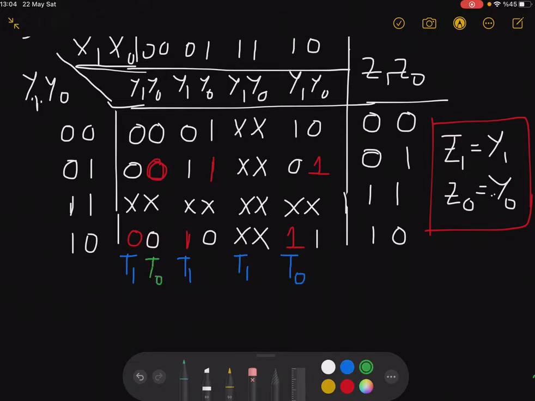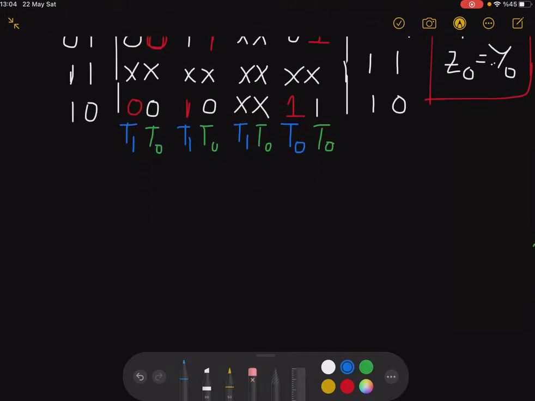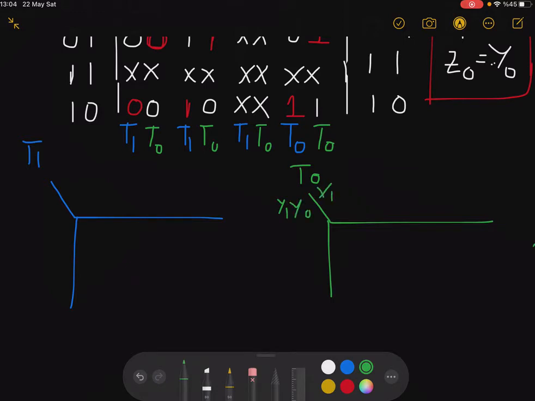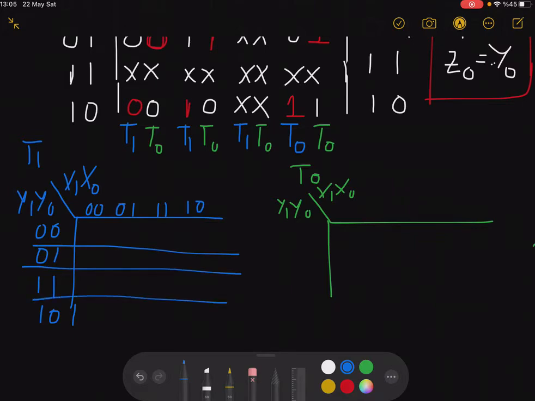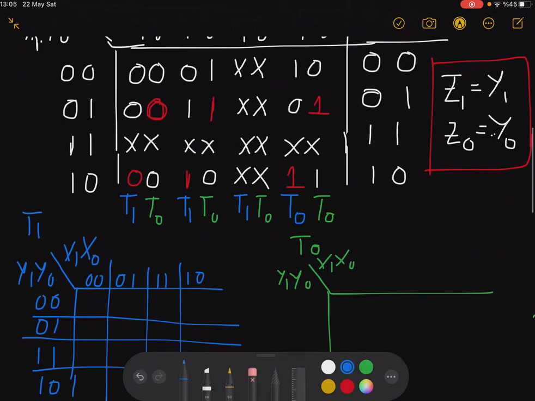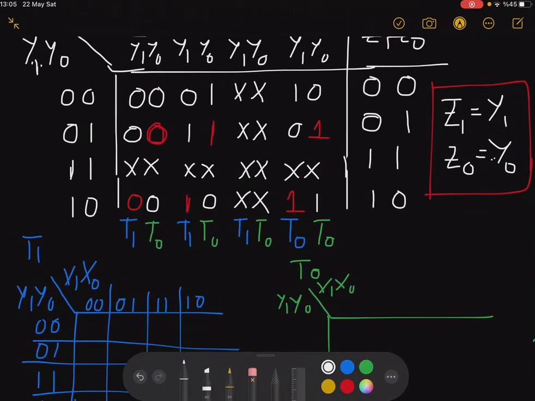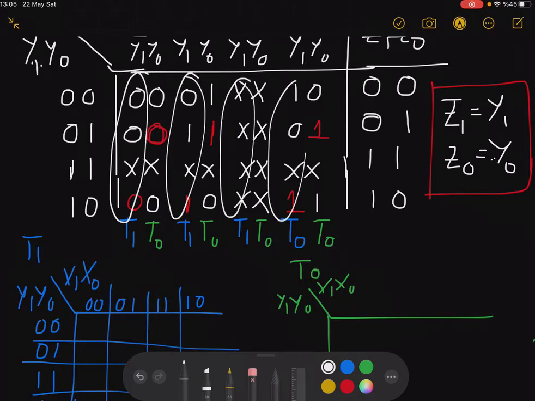in the same manner as I did for D flip-flops. So these are my next state input equations required for this purpose. I will have my T1 flip-flop here, and my T0 flip-flop here, and here I will have Y1, Y0, X1, X0 inputs. All right, 0 0, 0 1, 1 1, 1 0. Perfect. So I just transfer them like this, this one, this one, this one, and this one in order.